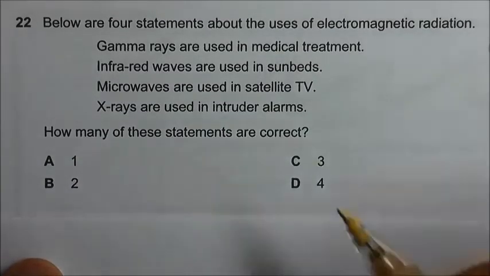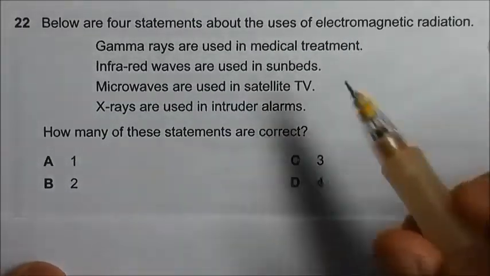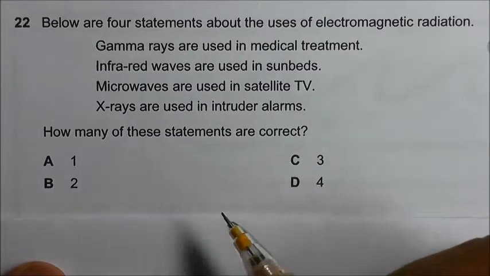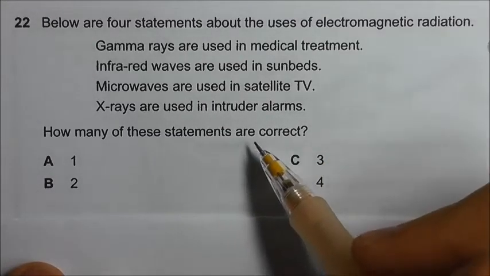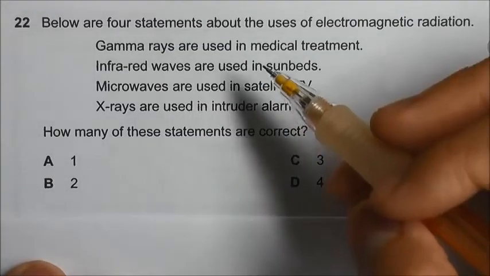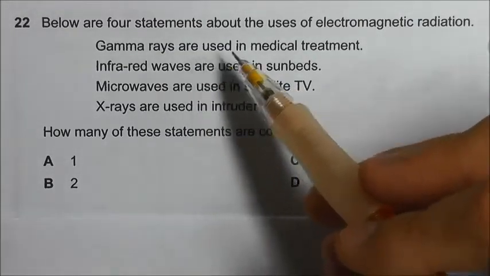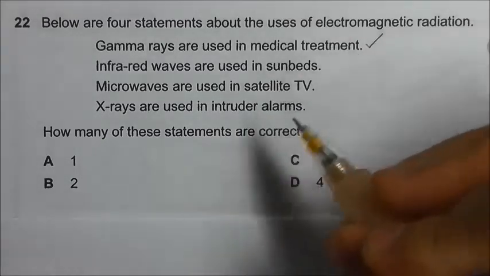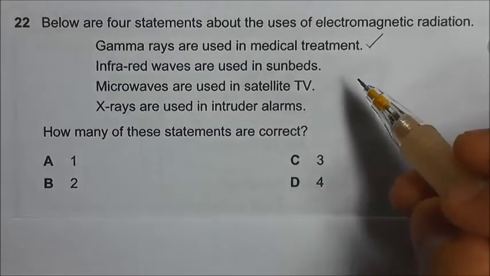Okay, we have 4 statements on the use of EM radiation. So we are supposed to identify which of the statements are correct. Okay, we go through one by one. Gamma rays are used in medical treatment. This is correct because gamma rays are used to kill cancer cells.